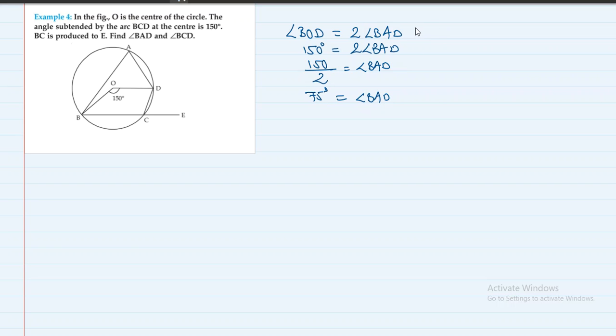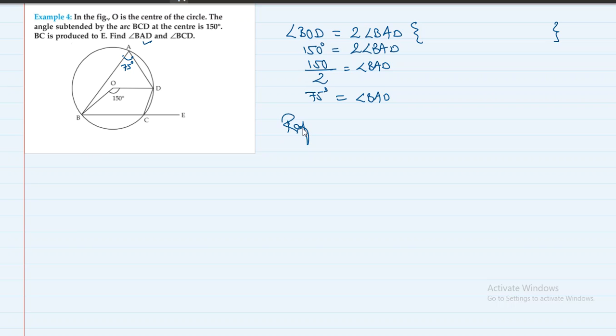अच्छा, ये क्यों है ऐसा? रीज़न क्या होगा इसका? वही सेम थियरम नंबर जो फर्स्ट थियरम हमने की थी. एंगल सबटेंडेड बाय एन आर्क एट द सेंटर इज डबल द एंगल सबटेंडेड बाय द सेम आर्क एट द रिमेनिंग पार्ट ऑफ द सर्कल. आर्क BCD सेंटर पे 150 डिग्री कर रही है, तो रिमेनिंग पार्ट ऑफ द सर्कल पे कितना एंगल सबटेंड करेगी? 150 का हाफ, मतलब 75. वही तो हमने लिखा है यहाँ पे. सो BAD मिल गया. अब BCD ढूंढना है.